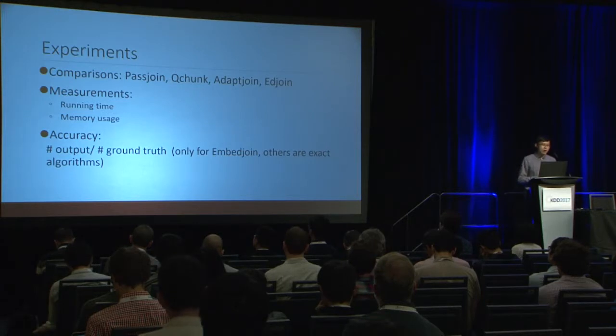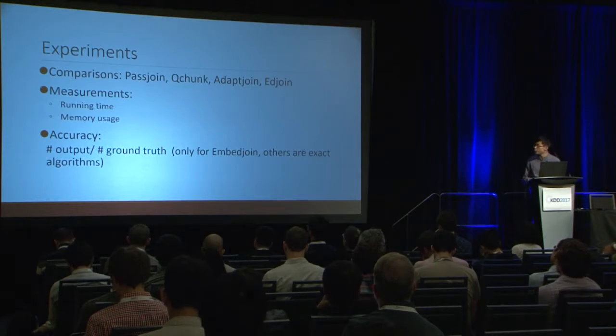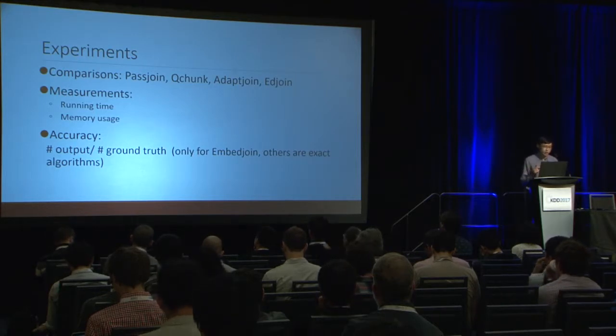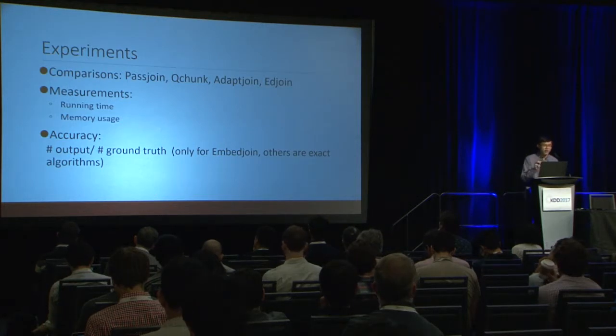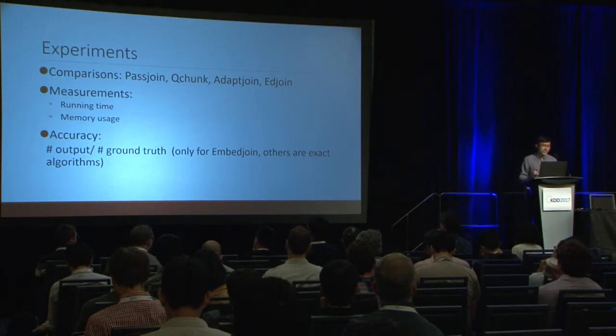So here come our experimental results. We have 4 comparisons: PassJoin, QTrunk, DeepJoin, and EdJoin. We make the following measurements: running time and memory usage. And since our algorithm is an approximation algorithm, we also report the accuracy. Note that because we use an exact verification process, we will only have false negatives. Thus, the accuracy is just the number of outputs divided by the number of ground truths.